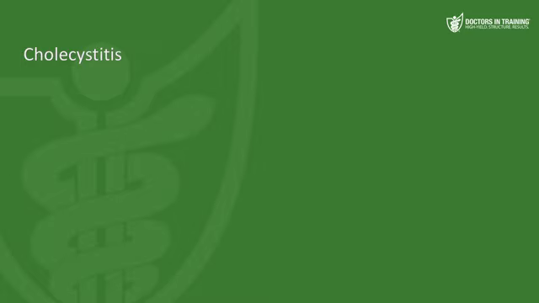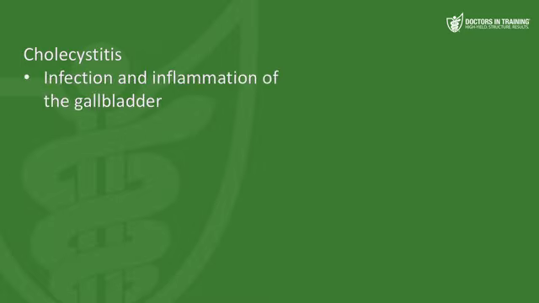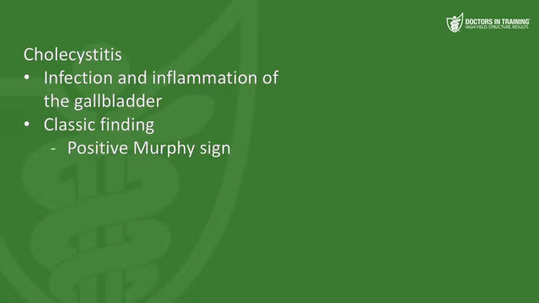Another major complication you can get from gallstones is cholecystitis. And I want you to make sure you keep cholecystitis separate from biliary colic and the next thing we're going to talk about, cholangitis. Very different topics. Cholecystitis is an infection and inflammation of the gallbladder. The classic physical exam finding in cholecystitis is a positive Murphy sign.